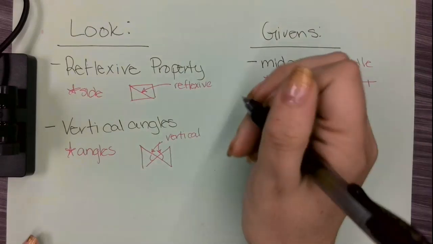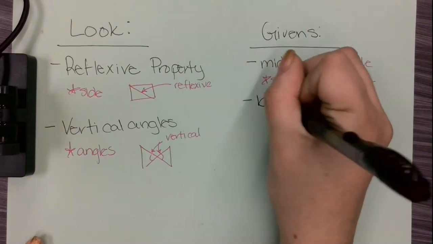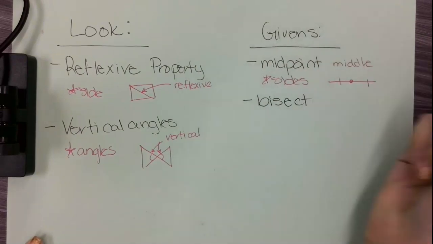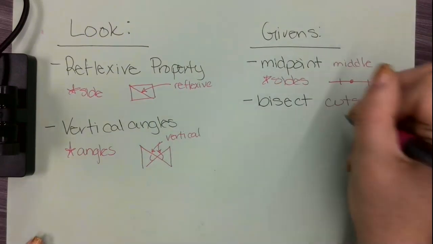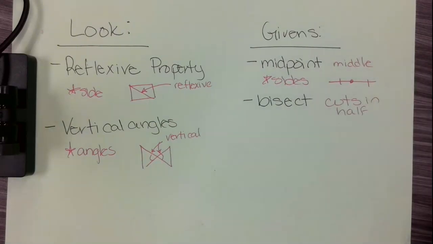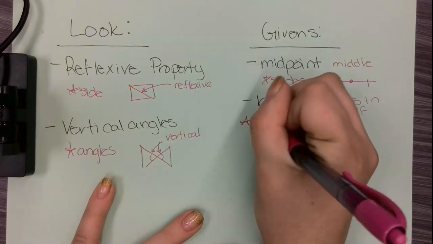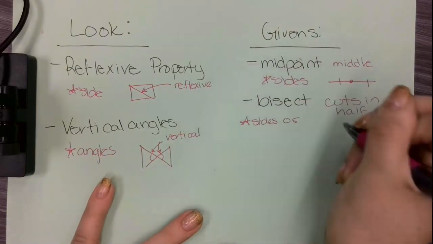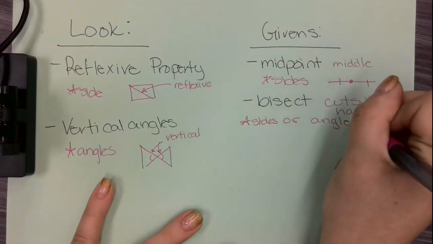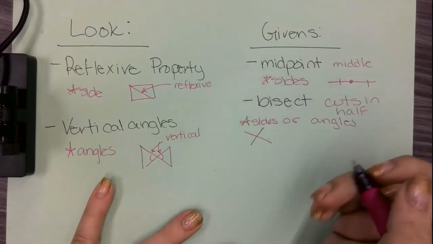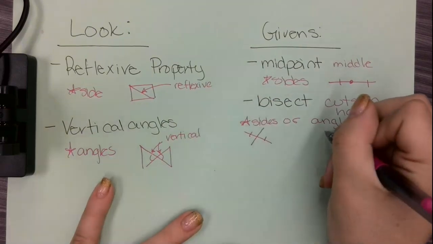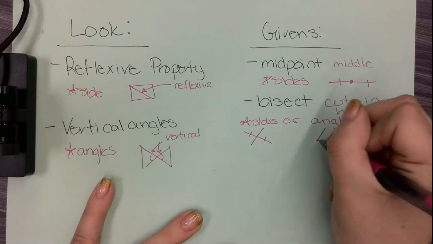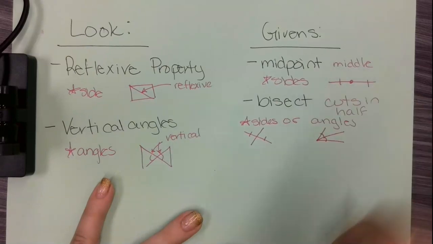Okay. Then another word that my givens can say is bisect. Yep, cuts in half. And this helps me with sides or angles. It can actually help with both, depending on what it says. So if it's with sides and the line bisects, then it would give me two congruent sides. Or if it's with an angle, it gives me two congruent angles.